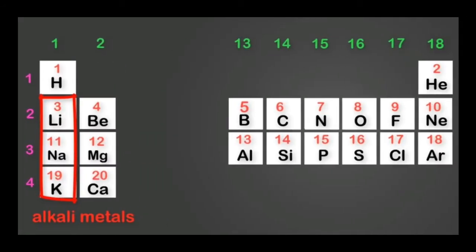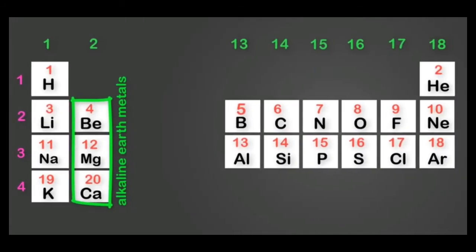Totally, we have 18 groups. In group 1, except hydrogen, all the elements in group 1 are metals. They are called alkali metals and have similar chemical properties. They have the same valency 1. What is valency? It is the number of electrons in the outer shell. Group 2 are called alkaline earth metals and they have the same valency.